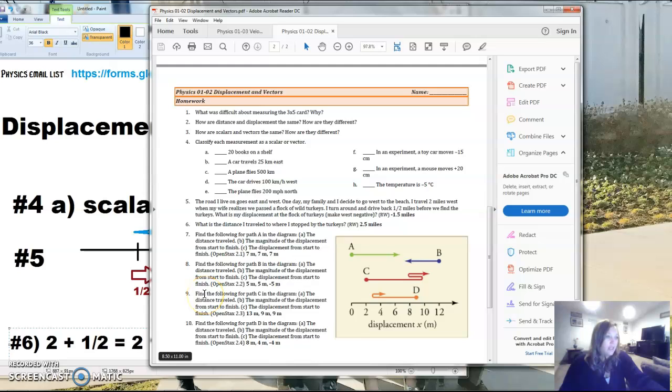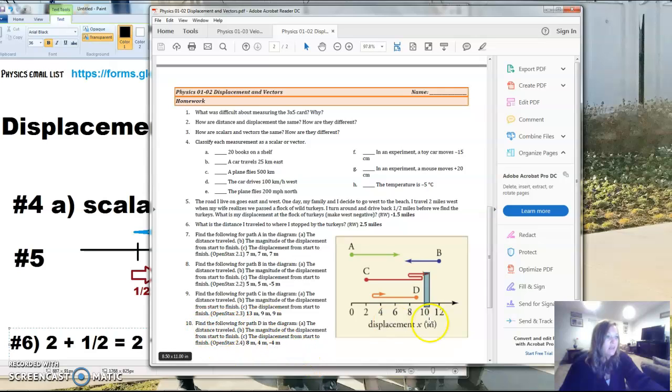Number 9 is looking at path C, and this one's tricky because it goes one direction, then it stops and turns and goes back, and then it turns and goes back again, just like problem number 5 in the last example on the PowerPoint slides. So that should help you figure out where we're getting the numbers from. It looks like it begins at 2, goes over to 10, then goes backwards to 8, then turns and goes back to 10. Those would be the numbers that you would need.